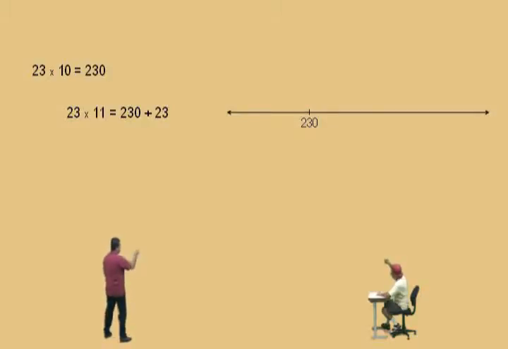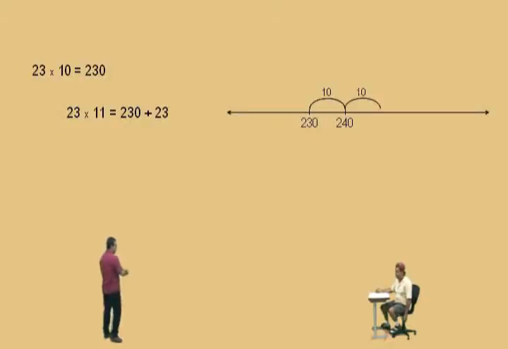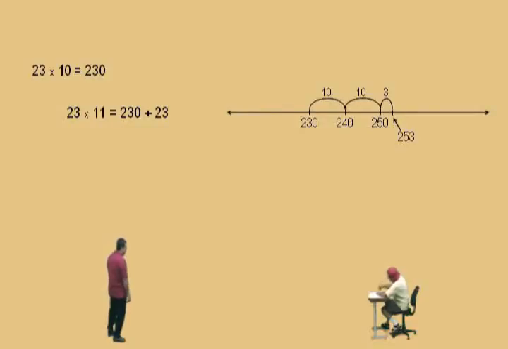So watch what happens, Charlie. 230. We're going to add 23. So we first add 10, right? What does that give us? 240. Then you take a break. Okay, we add another 10. What do we get, Charlie? 250. Take another break. Okay, how many more do we got? 3. 3 more, and we ended up where? 253. And so 23 times 11 is 253.